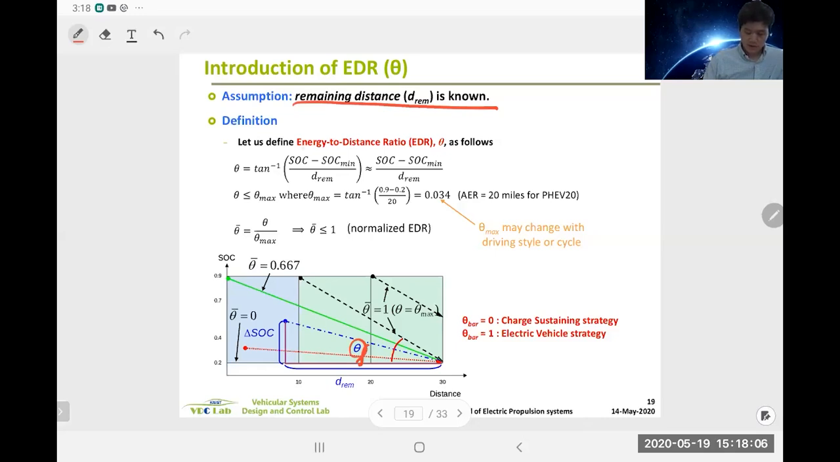Then I'm going to define the energy to distance ratio. Okay. So this is energy, this is distance. And theta is, or tangent theta is delta SOC divided by remaining distance, right? By geometry. And then if you take the inverse tangent, then you get this equation. And then by the small angle theorem, so if theta is small enough, then this is true.